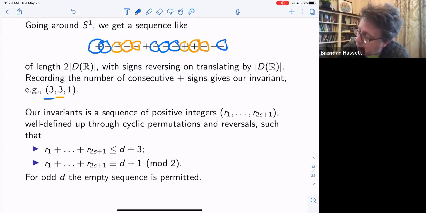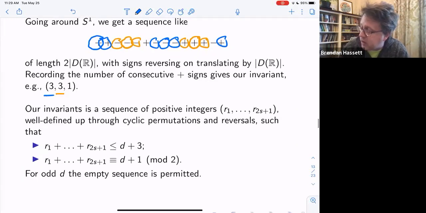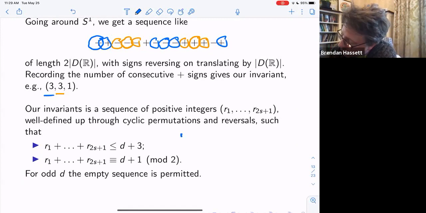The invariant here is a sequence of positive integers, R1 through R2s plus 1. It has to be an odd number of such integers. This is well defined up to cyclic permutations and reversals. It satisfies the following conditions: the sum is at most d plus 3, the number of degenerate fibers, and the sum is also congruent to d plus 3 modulo 2. This is what we're going to call the Krasnov invariant.